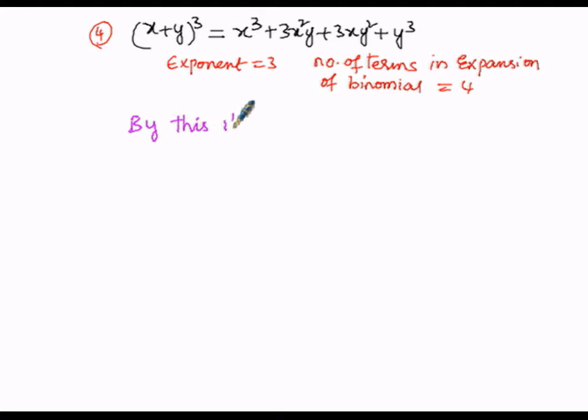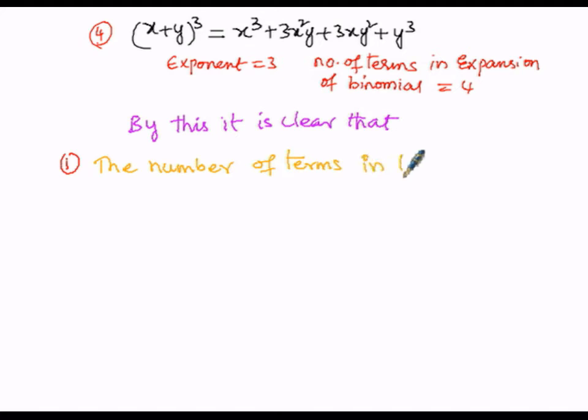From this it is clear that the number of terms in the expansion is 1 more than that of the exponent of the binomial.